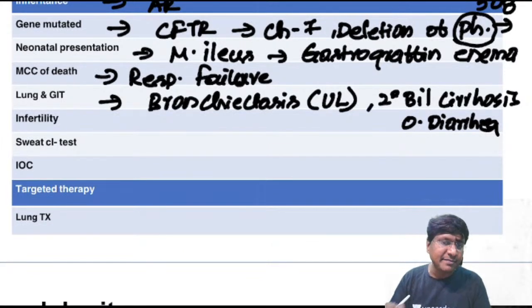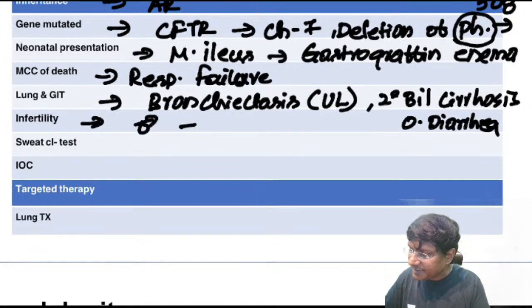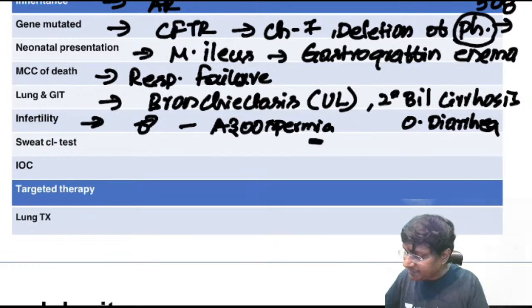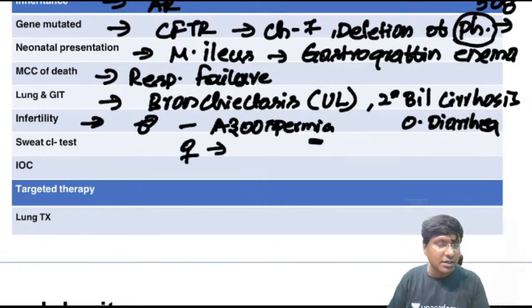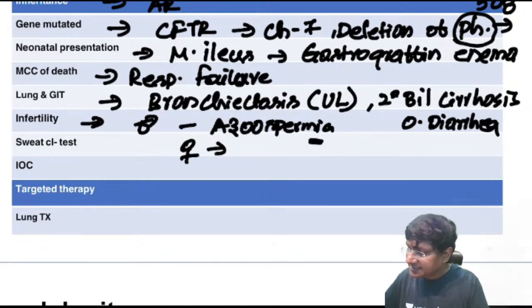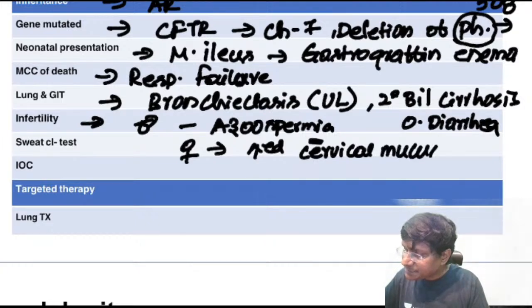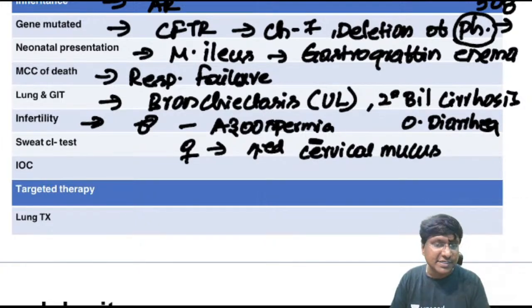And both males and females suffer with infertility. In males, the reason for infertility will be azoospermia, right? Azoospermia, and this azoospermia is caused due to agenesis of the vas deferens. And in females also, they will have infertility with cystic fibrosis. That is because of increased cervical mucus thickness.